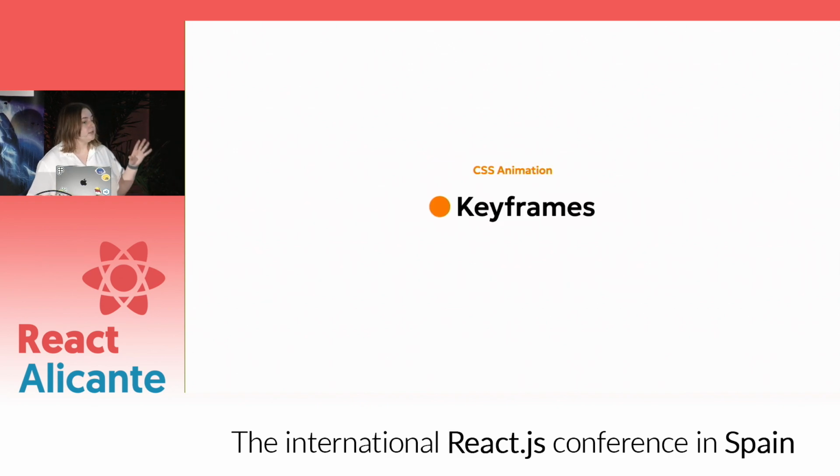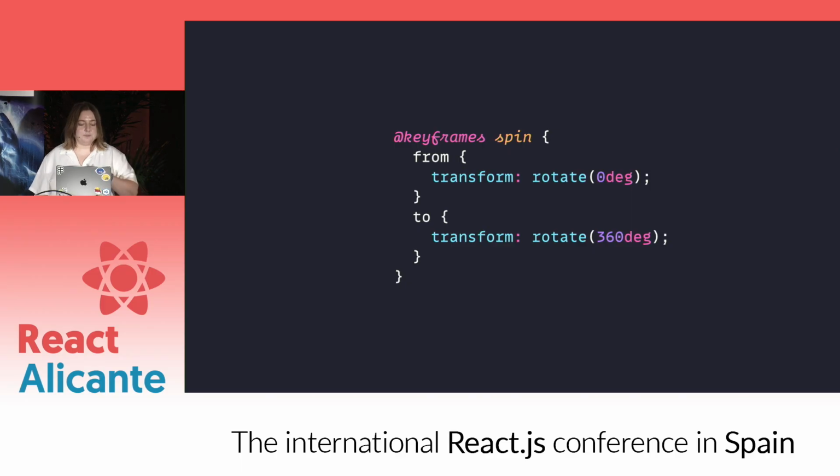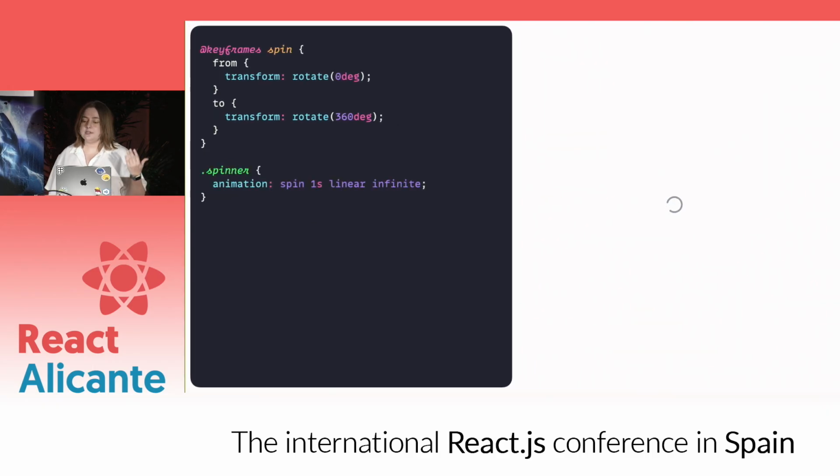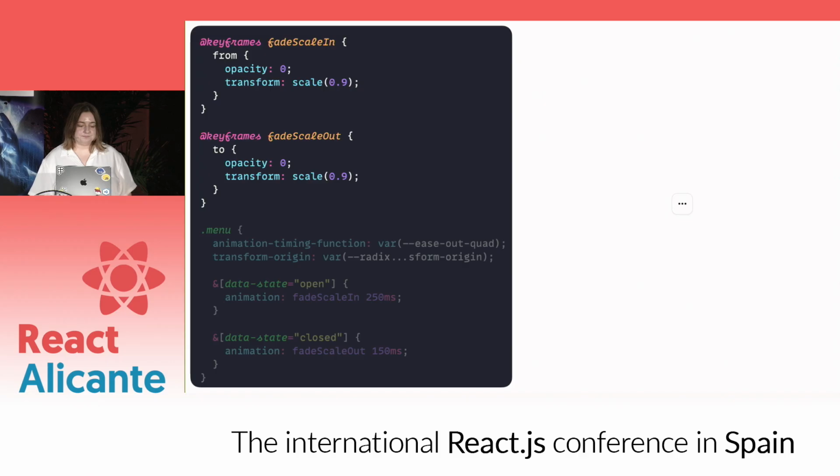Now, as we've talked about transitions, there's another really cool tool that we have when it comes to CSS, and it's keyframes. So transitions happen between two states, and keyframes allow us to create reusable animations with multiple steps that we can apply to any element. This is a simple example. We have a spin keyframes that rotates an element 360 degrees. We can put it on something like a loading spinner. But then we can use the same keyframe on something else in a completely different scenario, like here, I'm rotating a React logo on hover.